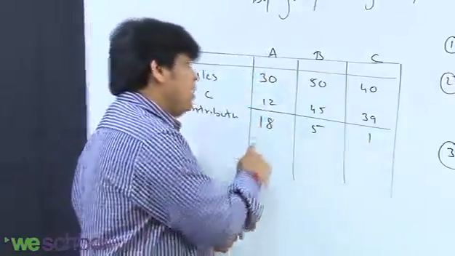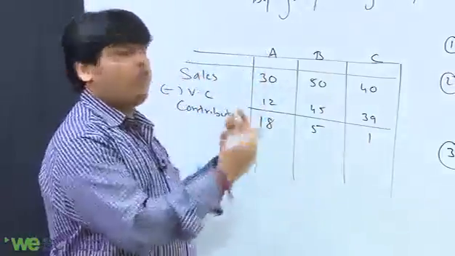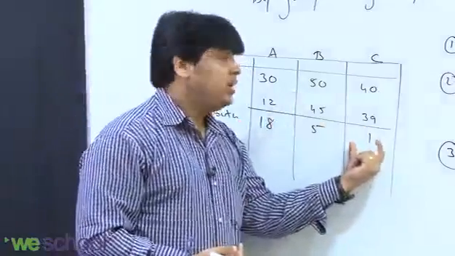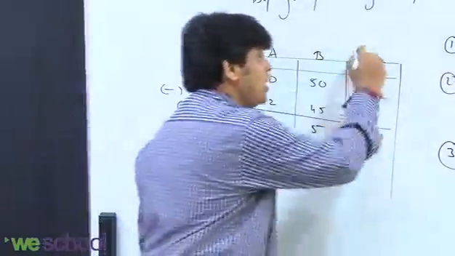So my company will decide to produce more of A and try to sell more of A because it is giving me more contribution, rather than producing more of C. So I will discontinue this.